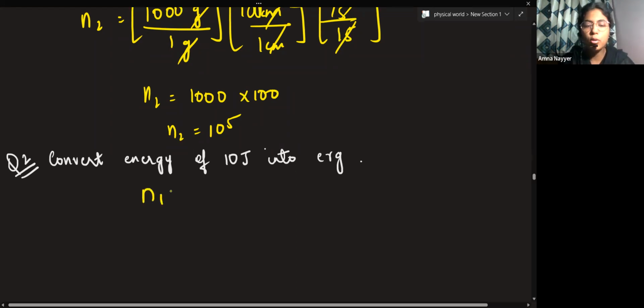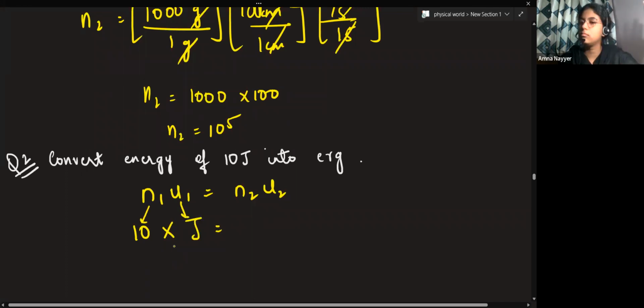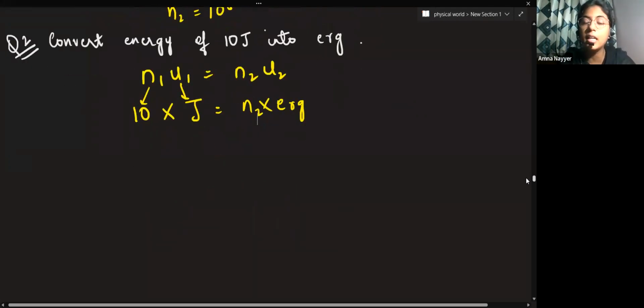What is the formula I've told you? N1U1 is equal to N2U2. N1 is the magnitude of the quantity in the first unit. So here it is 10 multiplied by joules, the SI unit. U1 done. N2, we don't know. We are calculating N2. U2 is erg. Now, joules and erg are the SI and CGS units of energy. That's why in the starting only we have written in that table SI units and CGS units as well.